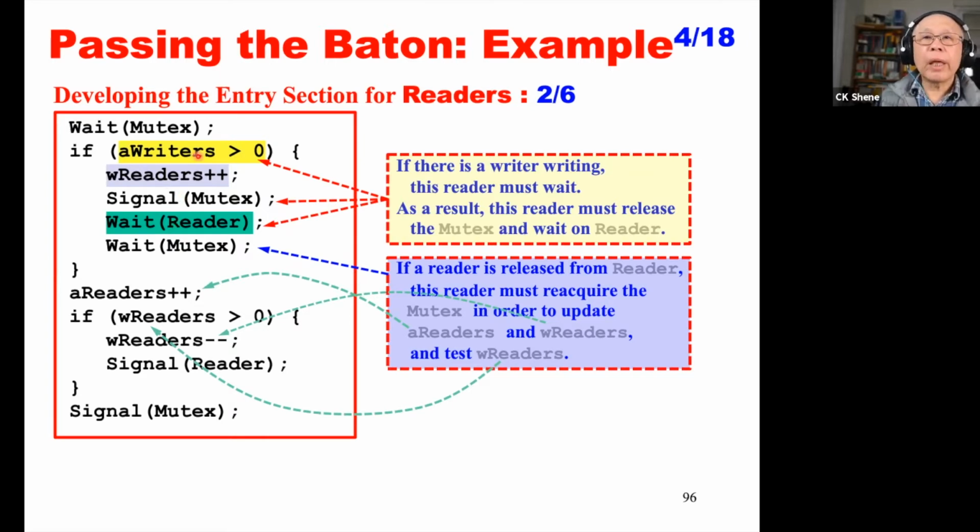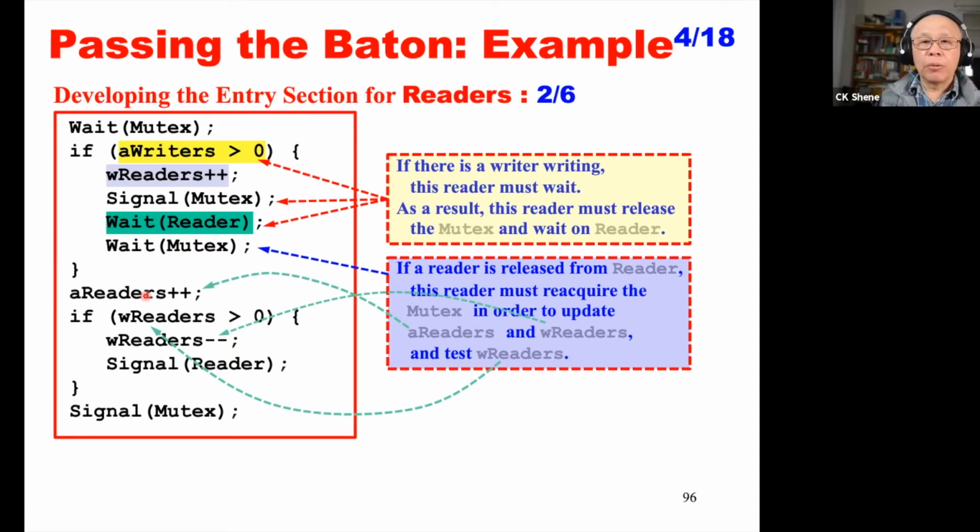If you do that, the mutex will never be released and no one can signal this reader. So let's go through it again. If there is a writer writing, this reader must wait. Therefore, add one to the waiting readers, release the lock, and immediately block itself because it cannot read. Now, when this reader is released from somewhere, at least we know it could be here. So when this reader is released, it means it can read. Therefore, this reader has to reacquire the mutex and then goes here, increases the reader count and so on.